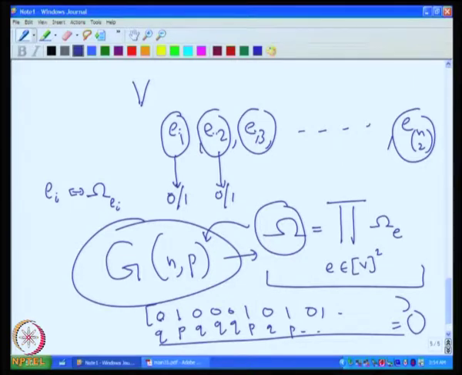The student may want to verify that this is indeed a probability space, in the sense that if you sum up the probability values that we are assigning to each of these events, we will indeed end up with 1. So, it is indeed a probability space, right.